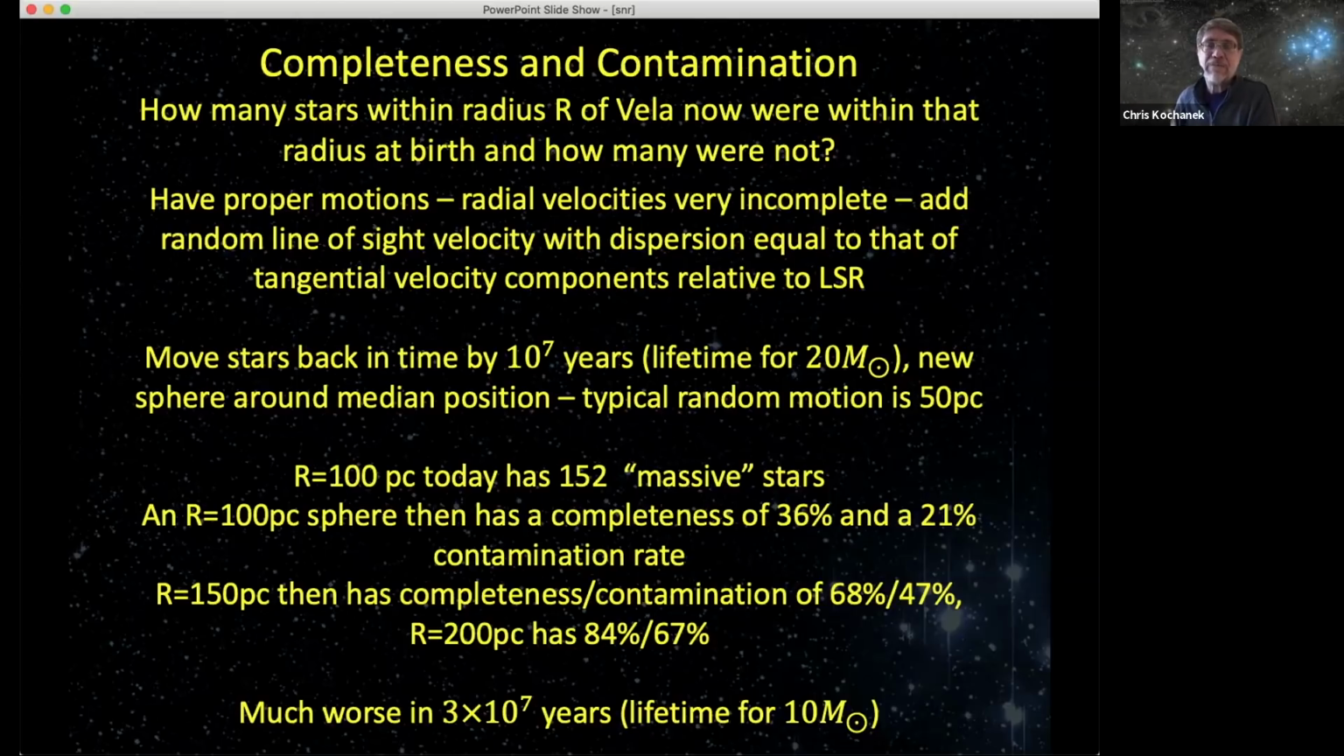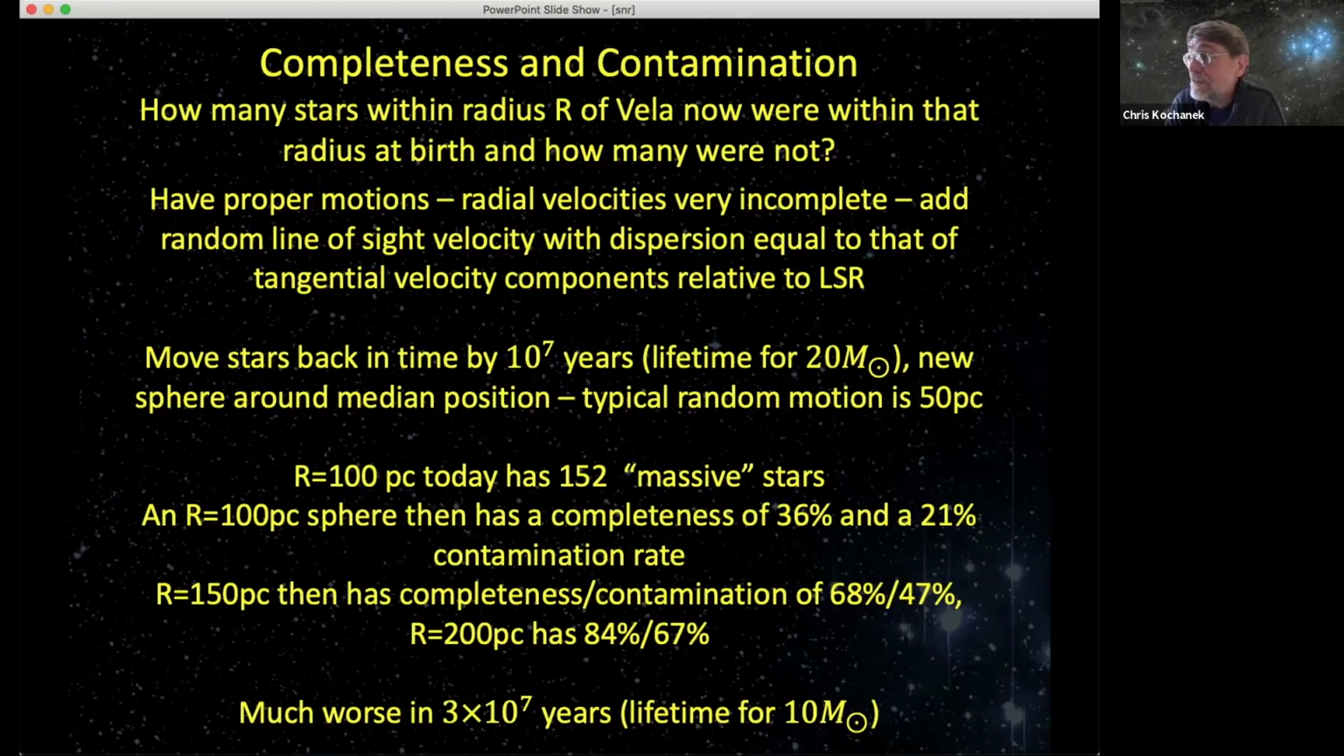And if I go back 10 million years, how many stars which weren't in that 100 parsec sphere are there now? And of course, you have to run the clock backwards to mimic the real calculation you want, which would be to run it from when it was born to where it exploded, but you can run it backwards. For a typical time scale of 10^7 years, which is the lifetime of a 20 solar mass star, the typical random motion of a star near Vela is about 50 parsecs.